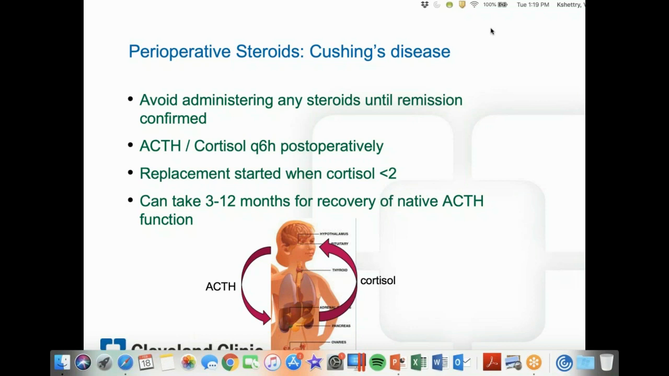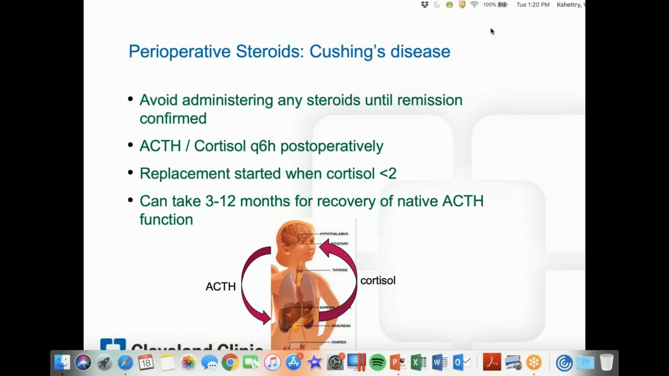Typically what we do is every 6 hours after surgery, we'll check ACTH and a cortisol level, and we'll wait over the next couple days and see, does their cortisol level bottom out? And typically we use a threshold of less than 2. And once they've bottomed out, that indicates to us that they're in remission, and we can start them on steroids.